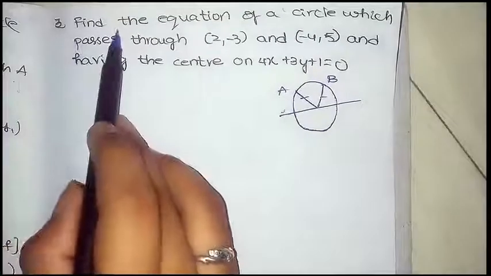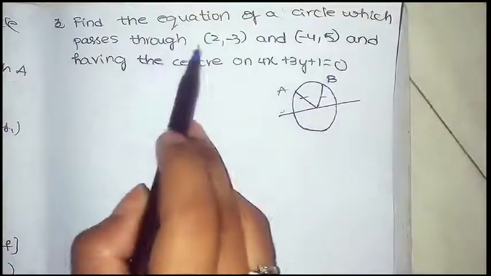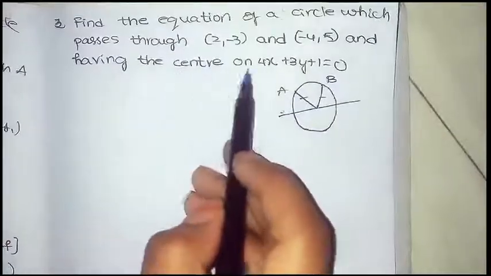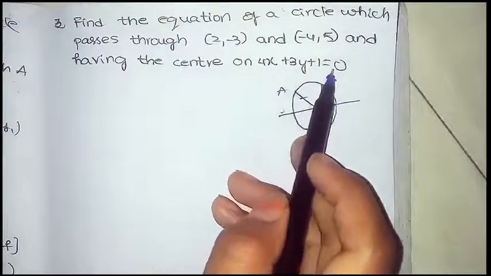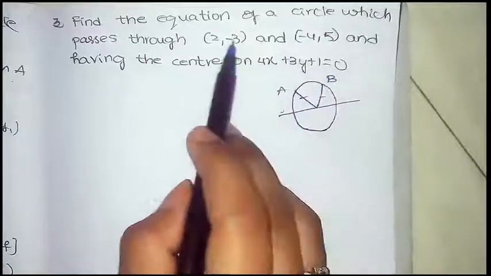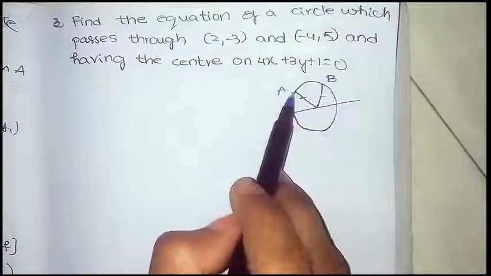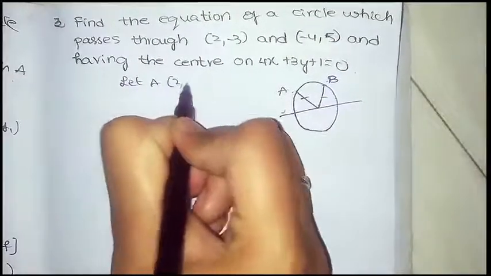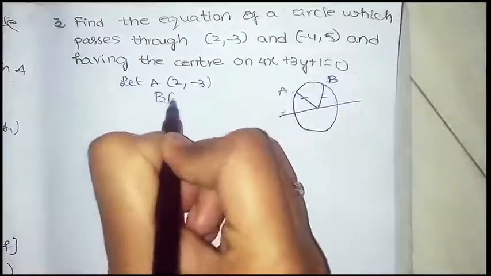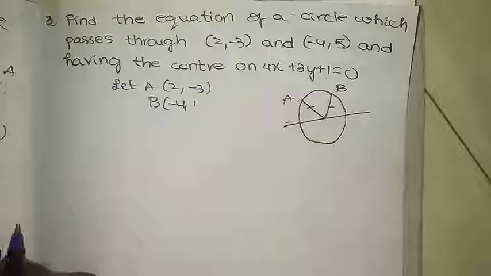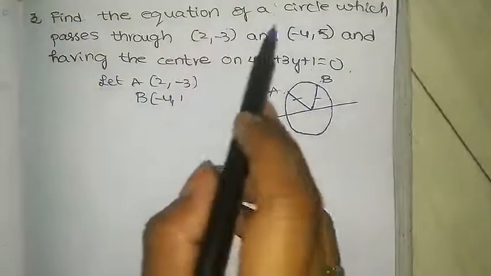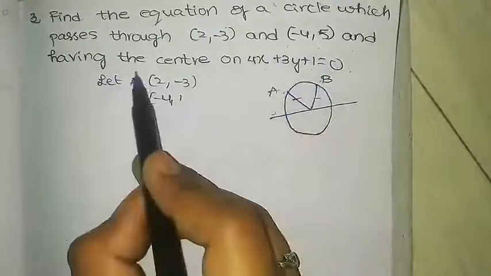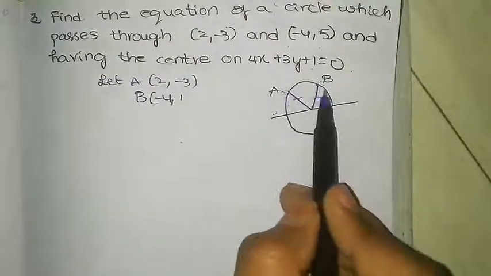In the third question, find the equation of a circle which passes through 2 comma minus 3 and minus 4 comma 5 and having the center on 4x plus 3y plus 1 is equal to 0. So let A be 2 comma minus 3 and B be minus 4 comma 5. These are the 2 points on the circle.